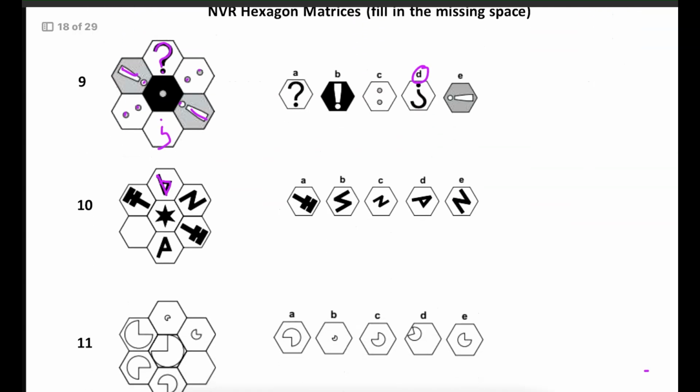Same here. We've got this. These shapes are reflected here. So this Z shape will also be reflected, and it will end up looking like this. So the answer is B. Not C, because that Z is orientated the same way when it's supposed to be reflected. And not E either because of the same reason.